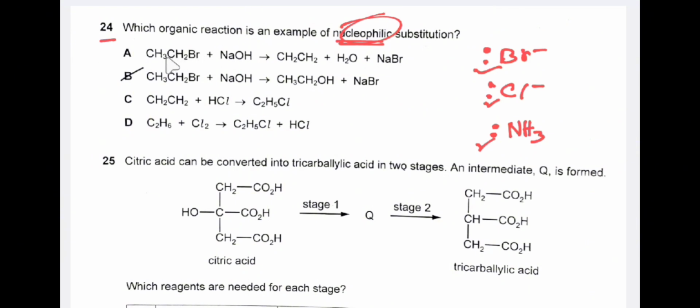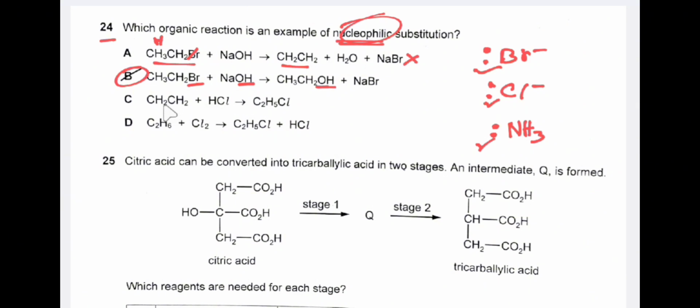Okay. For this reaction, we can see that CH3CH2Br, that is bromoethane, converts to ethene. That means it is an elimination reaction where H is removed from one carbon and Br is removed from the other carbon. So this is an elimination reaction, not a nucleophilic substitution reaction. Then here we can see that the Br nucleophile is replaced by an OH nucleophile. So this is a nucleophilic substitution reaction.